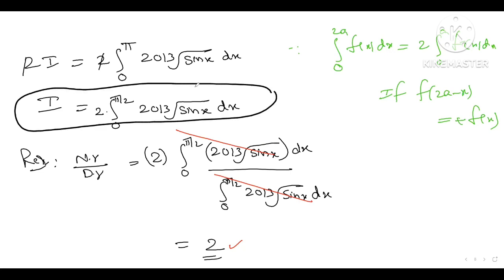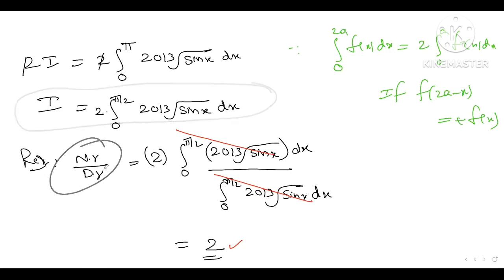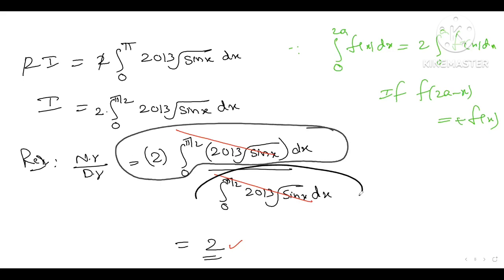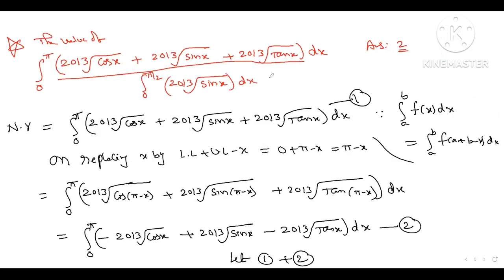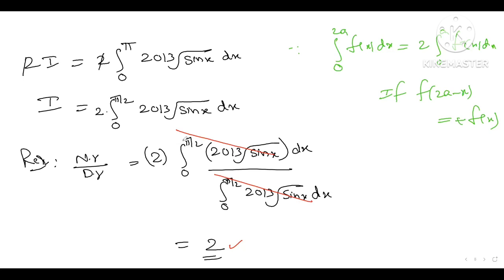This is the numerator value. But what is required? A fraction is required. So the numerator value, we have got this value. In the denominator, what is there here? The denominator is integral 0 to pi by 2 of the 2013th root of sin x dx. So here, numerator and denominator get cancelled. What answer do we get? The answer is 2.